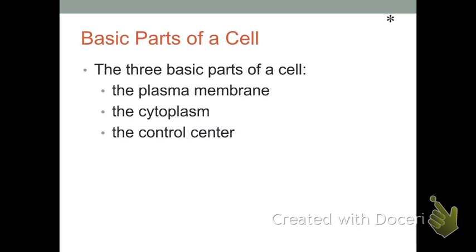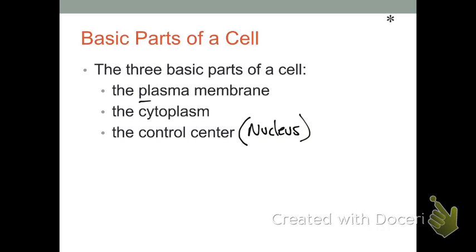All right, basic parts of a cell. So that's stuff on some microscope information. Basic parts of a cell, though. We've already talked about one. We talked about the control center. What was that organelle that contained the DNA? That was our control center. Who remembers? Nucleus. Okay, so that's already been talked about.